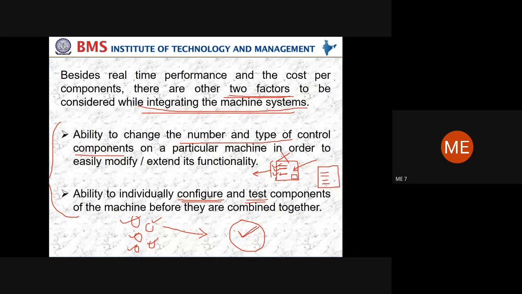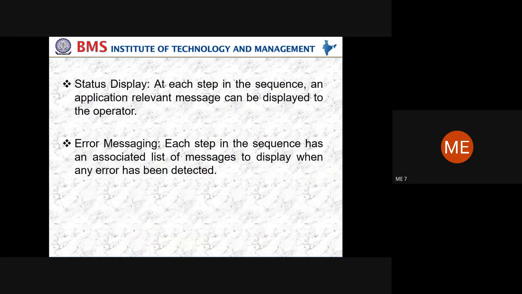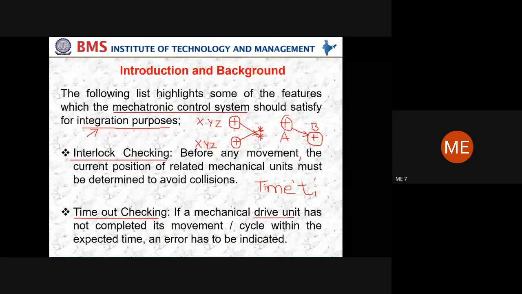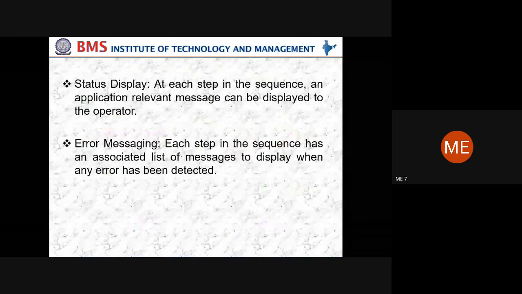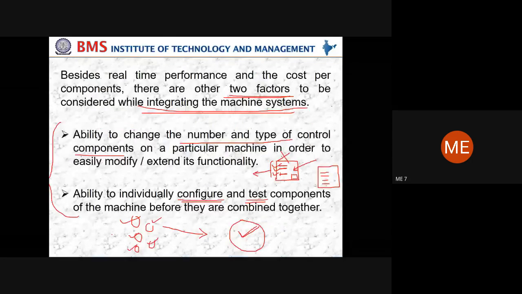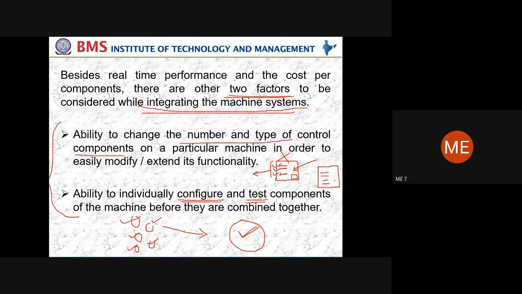Therefore, now the concept says, what is this? The background says there are four different tests: interlock checking, timeout checking, status display, and error message. Along with these two, they are required for the purpose of integrating the machine systems. Right, now with this simple background, we'll go further.